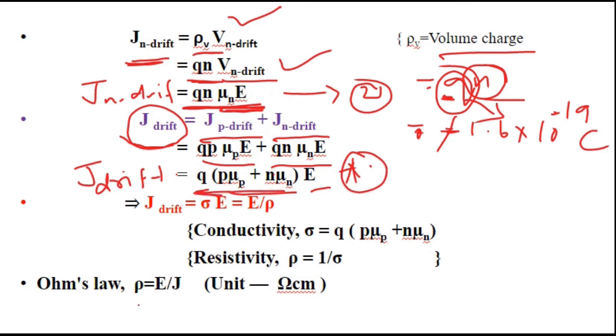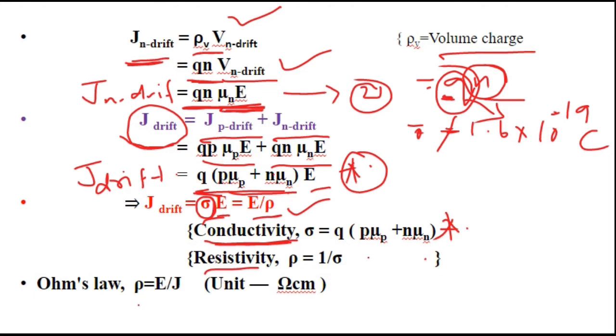Now this value, Q times (P mu p plus N mu n), is nothing but sigma, which is called the conductivity of the semiconductor. So the conductivity is Q times (P mu p plus N mu n), and the current density is that times the electric field, so it can also be written as E divided by rho. What is rho? Rho is the resistivity, which is equal to 1 by sigma.